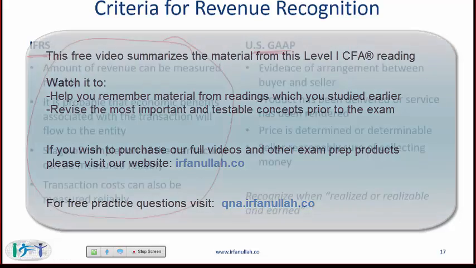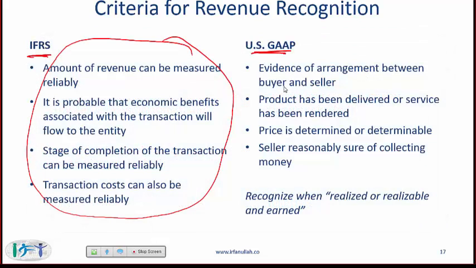This is what US GAAP says. Evidence of arrangement between buyer and seller exists. So there is some sort of a contract. Product has been delivered or service rendered. Price is determined or determinable. Seller is reasonably sure of collecting money.